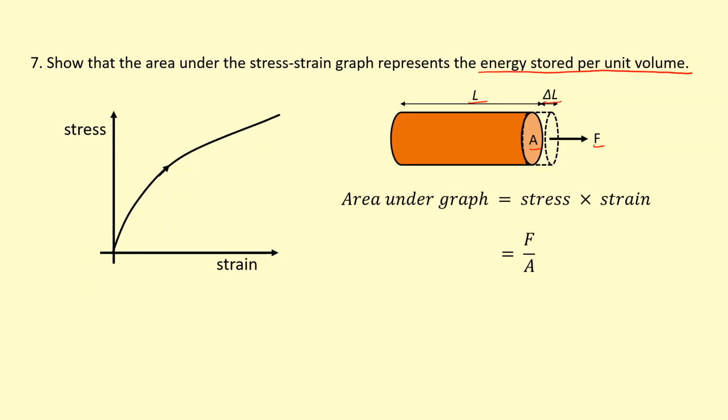Stress is force over area. Strain is change in length over length. So if we bring these two together, you can see that the top here, force times change in length, is actually work done, or energy stored. And the bottom, area times length, cross-section times length, is actually volume. So that's basically work done over volume.